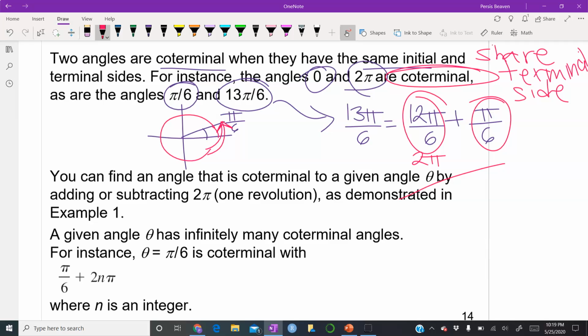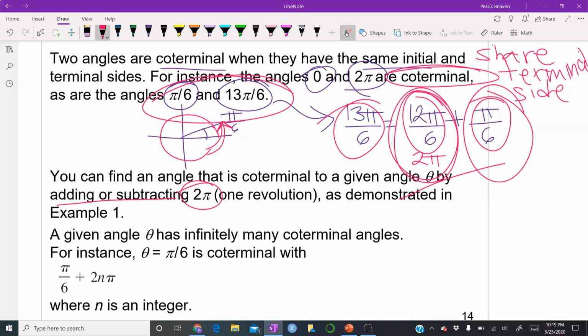So we can have angles that are coterminal to any other given angle by adding or subtracting 2 pi, which is 1 revolution. As we demonstrated with this example, if we add 1 revolution, 2 pi, to the first angle in question, pi over 6, we get 13 pi over 6. So we could say that those two angles are coterminal. And in fact, if we keep adding rotations to it, we will just end up with another coterminal side.